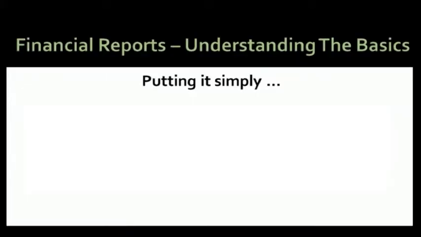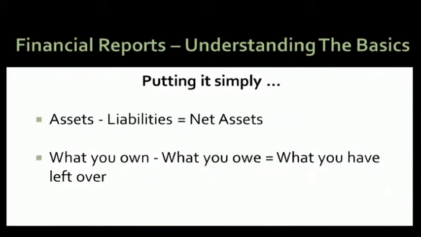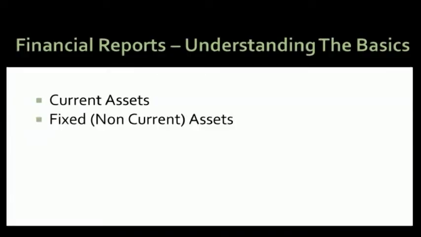Okay, so put it simply in layman's terms, it's about assets minus liabilities equals net assets. That's how I think you're explaining it. And it's about what you own, what you owe, and what you've got left over. And then, again, terms that come up on balance sheets, which a lot of board members don't really understand, are things like current assets and fixed or non-current assets. What's the difference between those two, Charles?